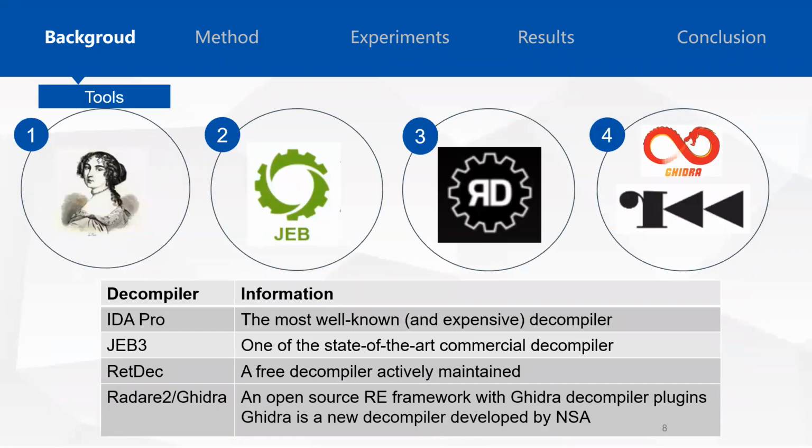In this work, we test four decompilers. IDA Pro and JEB3 are successful commercial decompilers. RetDec and the Ghidra decompiler plugin of Radare2 are open source. Radare2 is a popular reverse engineering framework. It has some decompilation plugins. The Ghidra plugin is one of the most mature plugins.